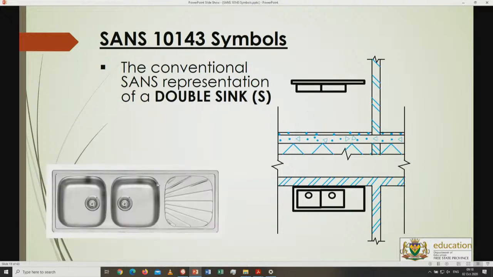All right, so this is for a double sink. Again, you can see the lines, you can see the detail of curves and all those types of things and so on.